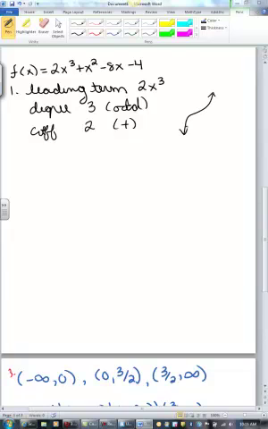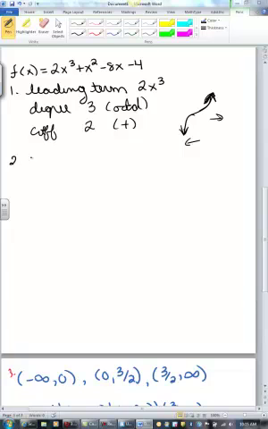As x approaches negative infinity, I'm decreasing. As it approaches positive infinity, I'm increasing. Now, is this going to be the general shape? Not necessarily, but it just gives us an idea for our end behavior, that's all. So step 2 is to find the zeros.